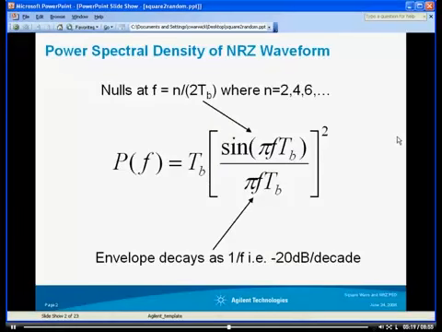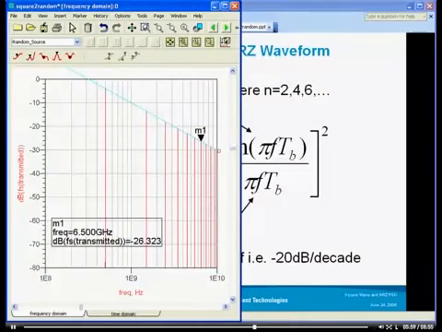Now compare this with the power spectral density of an NRZ waveform. In contrast to a square wave, we get this sinc function where we have nulls at the even multiples of the 500 MHz clock frequency. We also have an envelope that decays as 1 over f at the same 20 dB per decade. So what's happening really is the tones we saw, the odd orders, are broadening out and leaving gaps, but we had gaps at the even orders. We have these nulls.